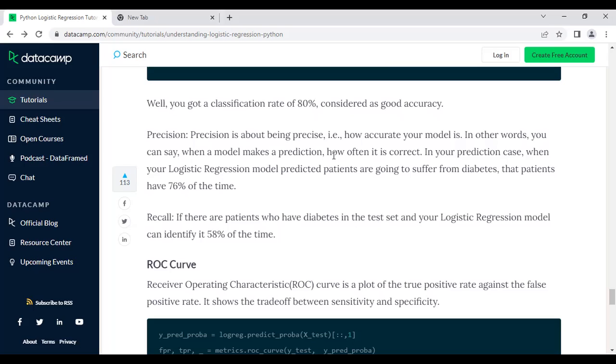It also checks how accurate our model is. In other words, when the model makes a prediction, how often is it correct. In your prediction case, when your logistic regression model predicted patients are going to suffer from diabetes, it was correct 76% of the time.